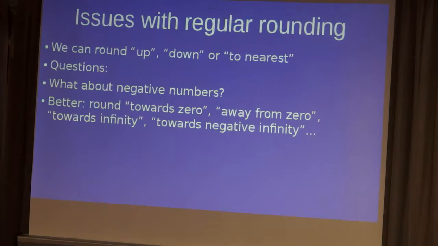And usually you try it out, because each programming language is different, or each time you use it you have forgotten it or whatever. But there's towards zero, away from zero, towards infinity and towards negative infinity. That's the right thing to use. And when you use up and down, then you have to be careful what that really means. But if you know it, it's okay.